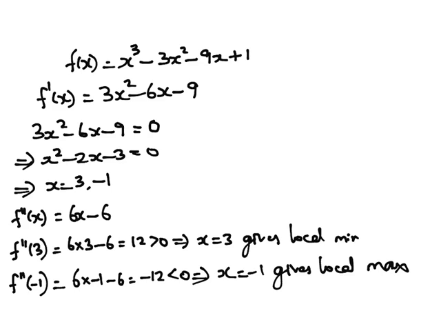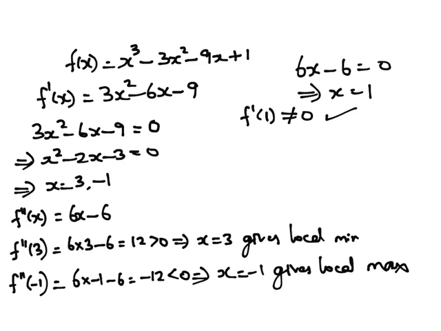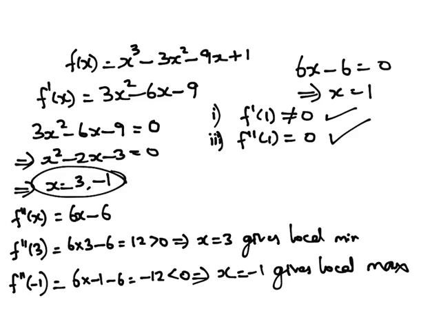So let me equate that to 0. So 6x minus 6 equal to 0, which means x equal to 1. Okay, so the first condition is satisfied, that is f dash of 1 is not equal to 0, isn't it? Yeah, because only 3 and minus 1 are the stationary points. And the third condition is f double dash of 1 should be equal to 0. That is also true. Okay, first and third condition are satisfied.